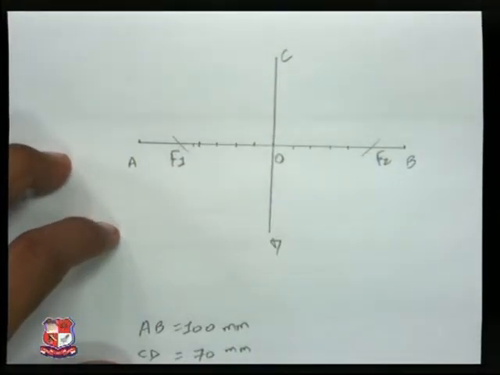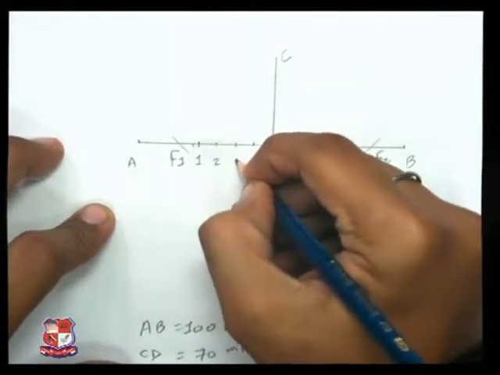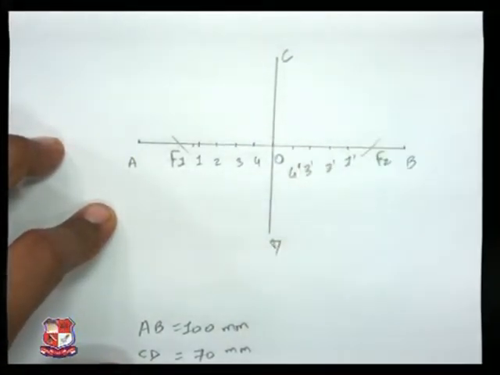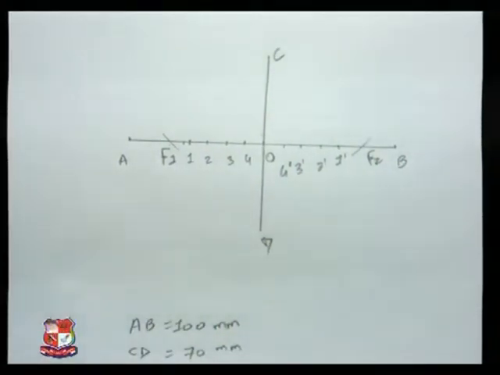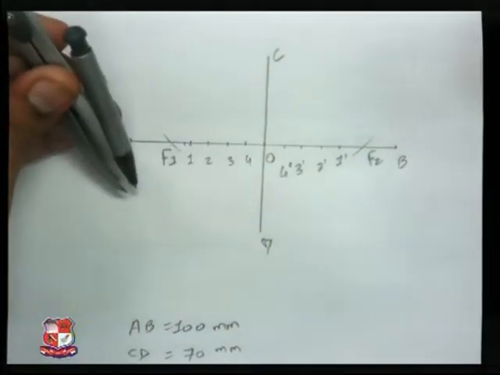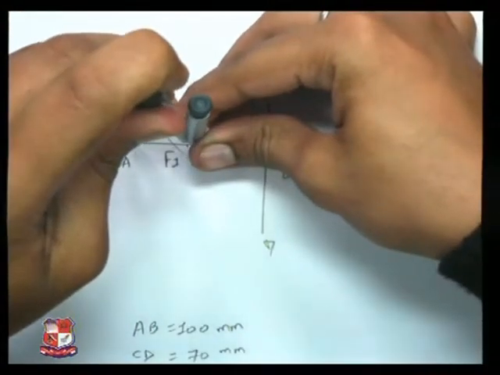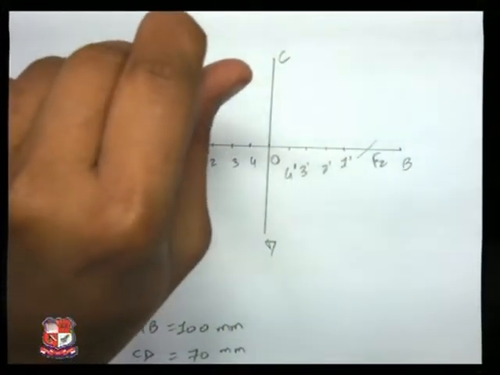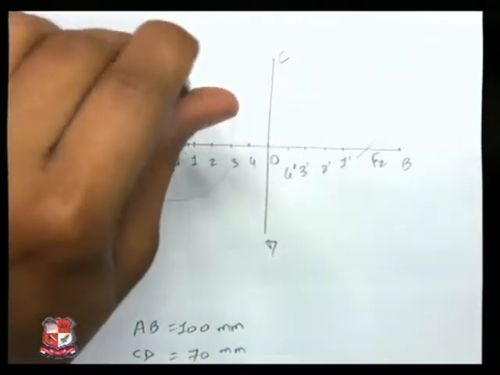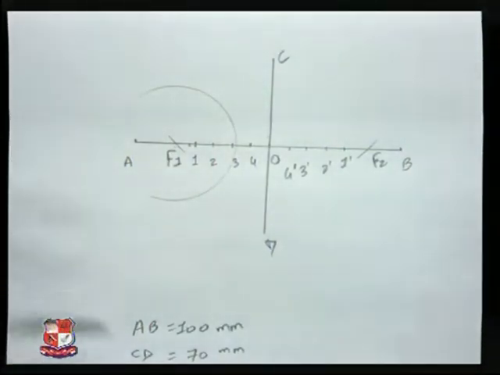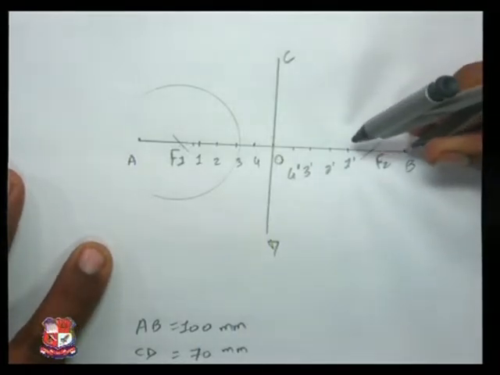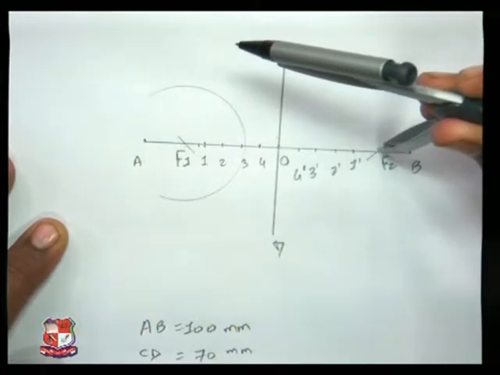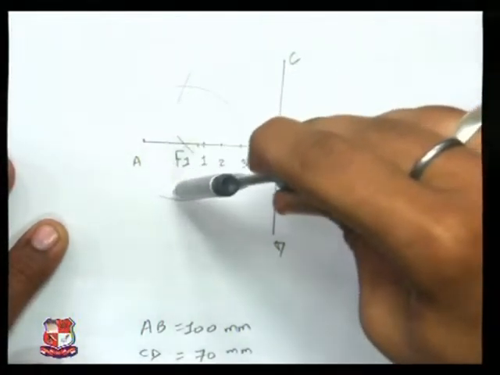We have got the divisions. Name them 1, 2, 3, 4. On the other side, 1 dash, 2 dash, 3 dash and 4 dash. Now take A1 as radius, F1 as center, and draw very light semicircles. From B to 1, take B1 as radius, F2 as center, and mark intersecting arcs.